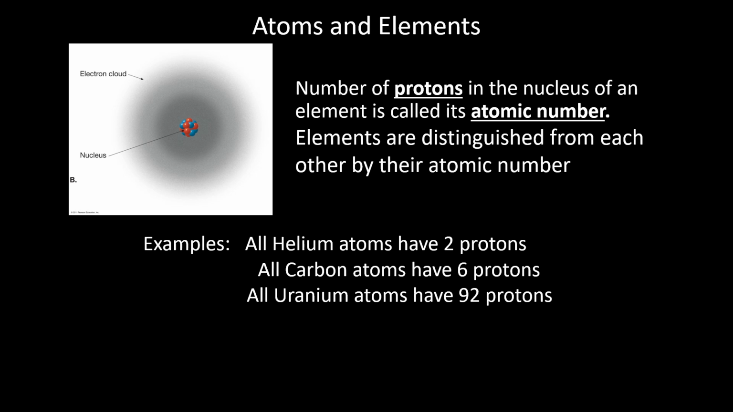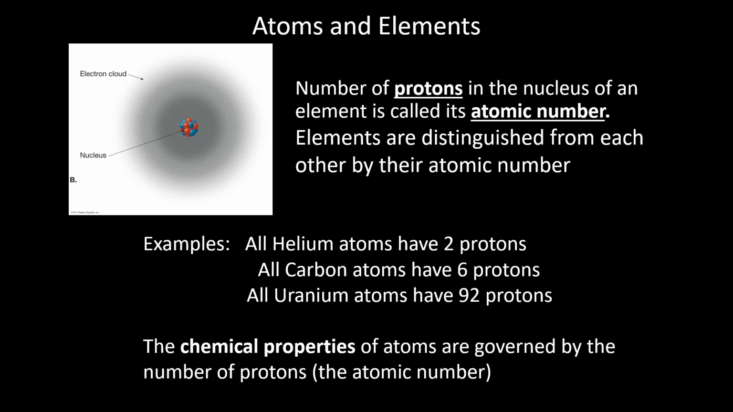So really the number of protons governs what the element is and really its behavioral characteristics, because carbon behaves very differently than nitrogen, which behaves differently than oxygen. And so this atomic number, or the number of protons, is really how we distinguish elements from each other. And that's what gives the elements their chemical properties. So this atomic number is really essential in understanding how something will behave.